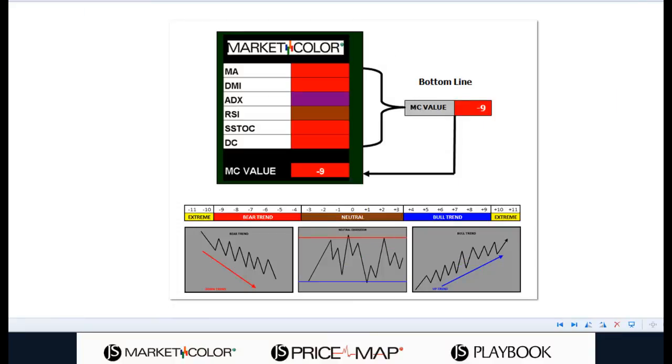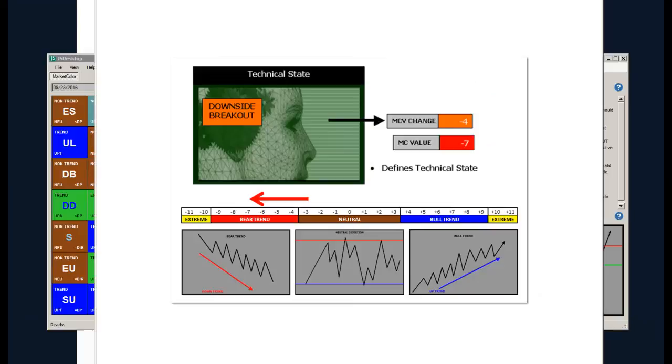To simplify things, the color profile is summarized into a single value. We call that our market color value, or MC value, that's in a bounded scale from 11 to -11, identifying the neutral zone, 3 to -3, and the trend zones from 4 to 9, and the extremes. These zones identify the general market state type, and the MC value represents a snapshot of what the technical state of the market is.